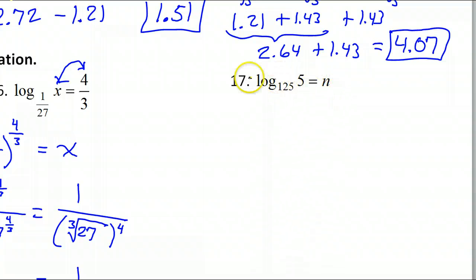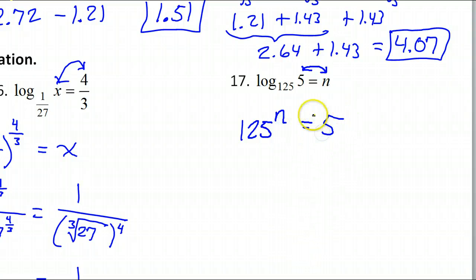Once again, we can rearrange this in exponent form, starting with the base. So I have a base of 125. Now the 5 and the n will trade places. So I have 125 to the n power is equal to 5. This is a very simple version of what we've already done before. 125 to the what power will be 5? Well, you've got a bigger number going to a smaller number, so you can bet it's going to be some type of a fraction.